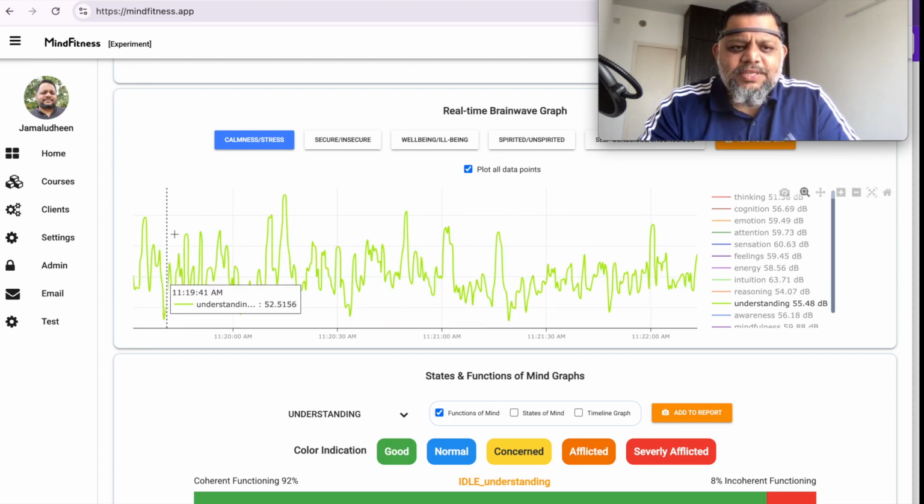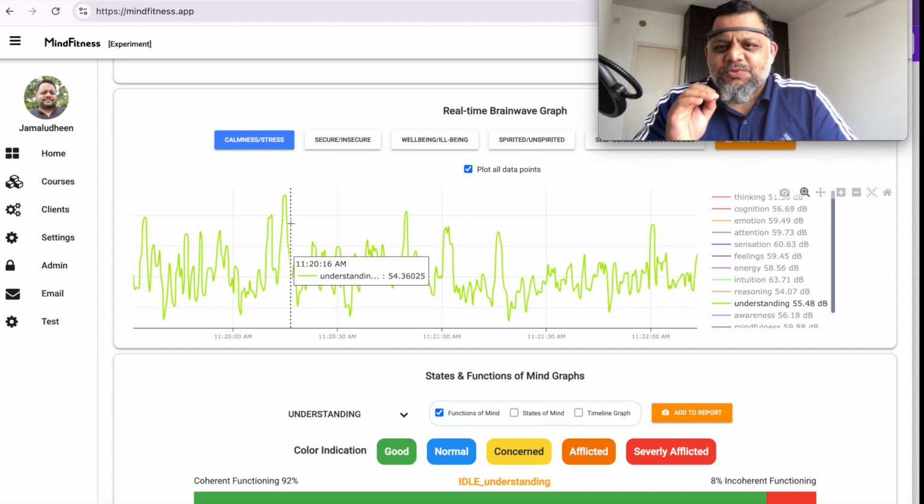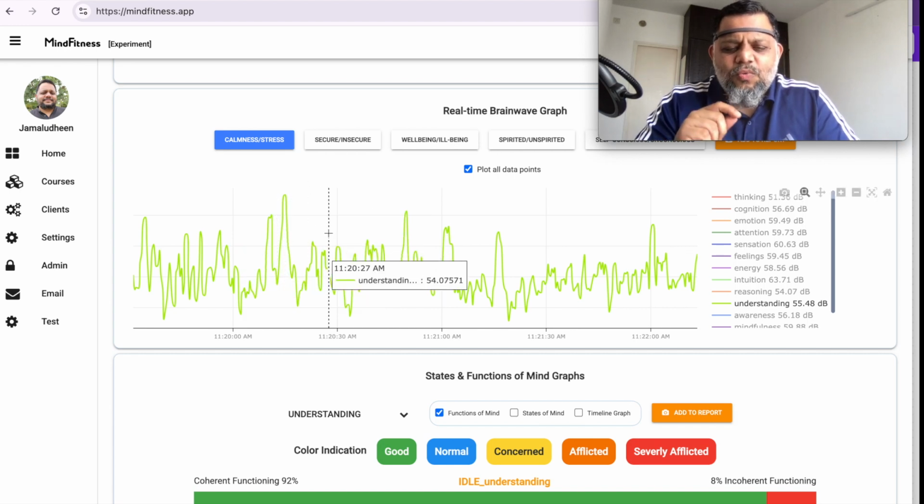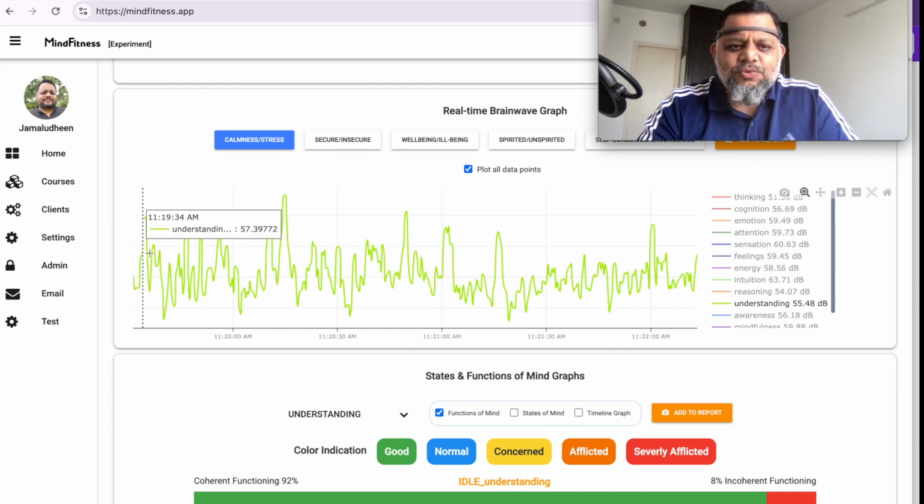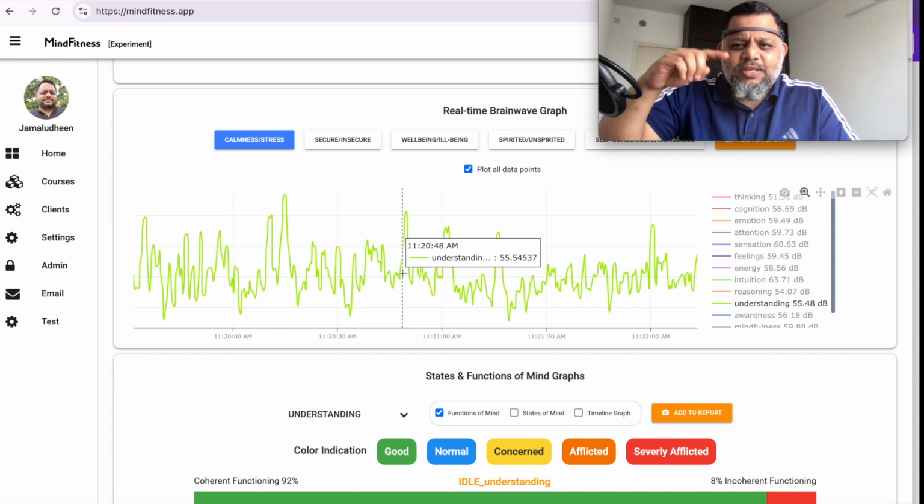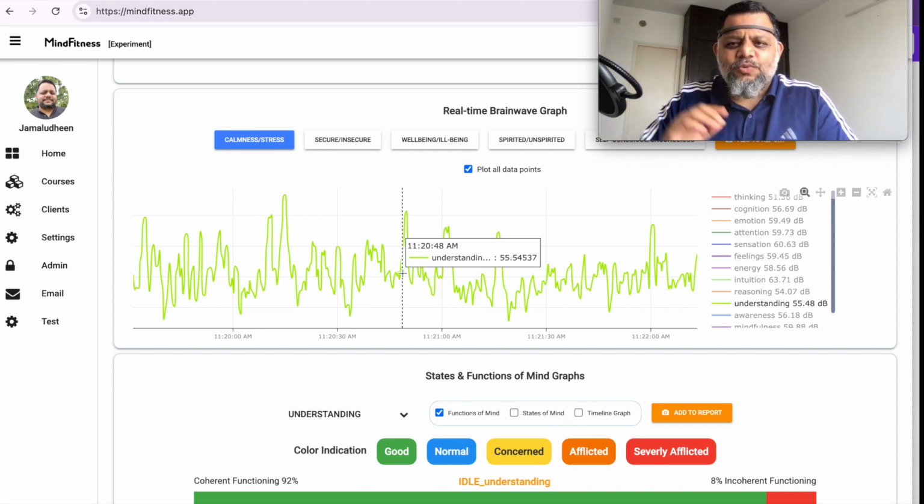What we are seeing here is the power spectral density of the brainwave frequency band associated with understanding. What we are seeing here is how the power of understanding was throughout the session. You can see it was having a rhythm, and sometimes it's going high, sometimes it's going low. So the power at which the understanding was working in the brain compared to other mind functions.